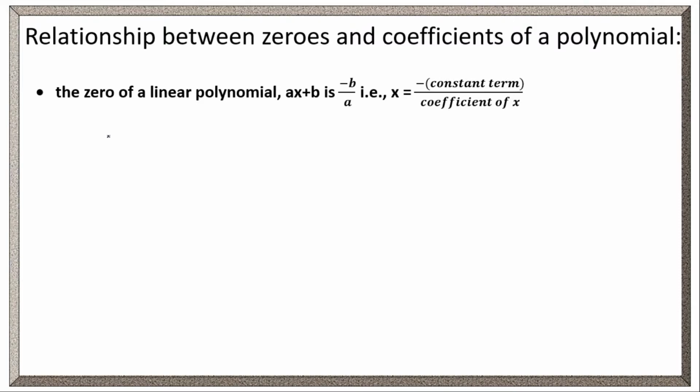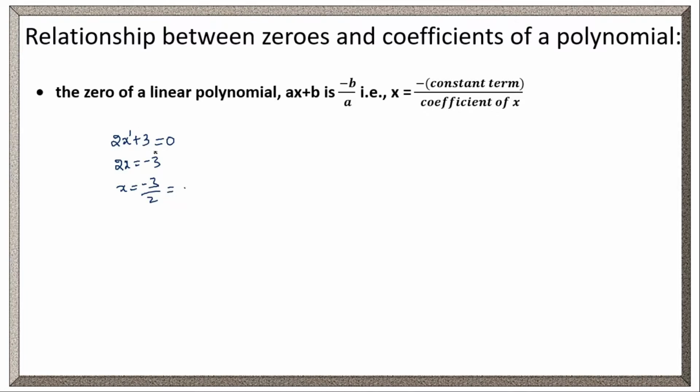Suppose the polynomial 2x plus 3 is a linear polynomial. What is the degree of this polynomial? 1. So it's a linear polynomial. To find the zero of this polynomial, we have to equate the polynomial to 0. So 2x equal to minus 3, x equal to minus 3 by 2. So x equal to minus 3 by 2 we got.